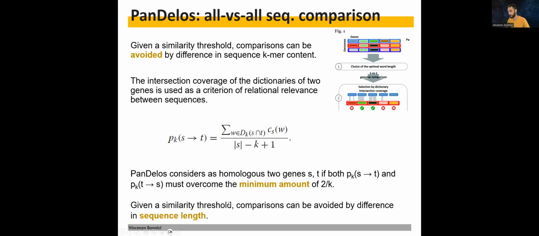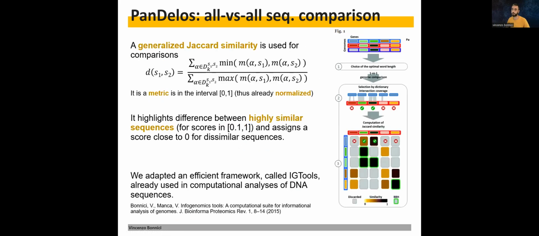Then we also apply another filtering, a similarity threshold: we avoid comparing genetic sequences when one is less than 1/2 of the length of the other, just to avoid useless computation.